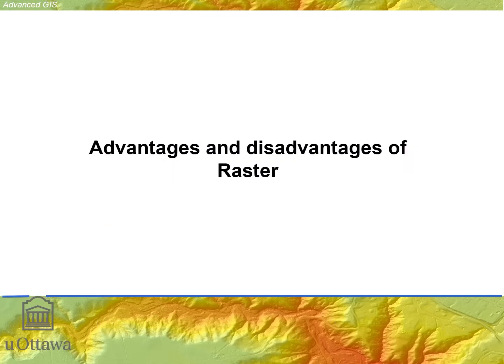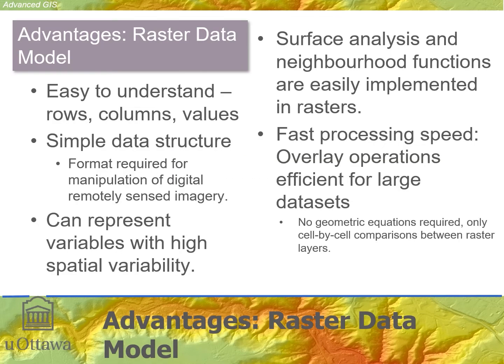Sum up with the advantages and disadvantages of raster data. The advantages of raster data, firstly, is it's very easy to understand. It's made of rows, columns, and values. Those values may or may not have numeric meaning, depending on the kind of raster that we're looking at, either categorical or numeric, continuous.